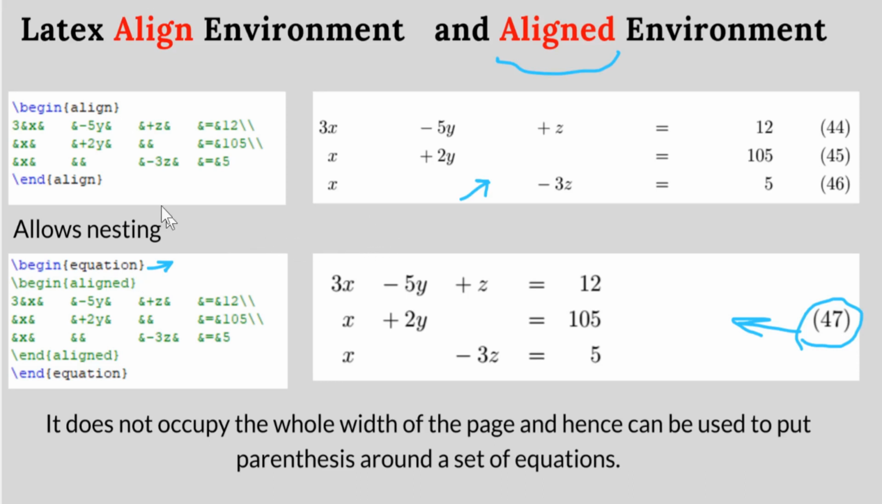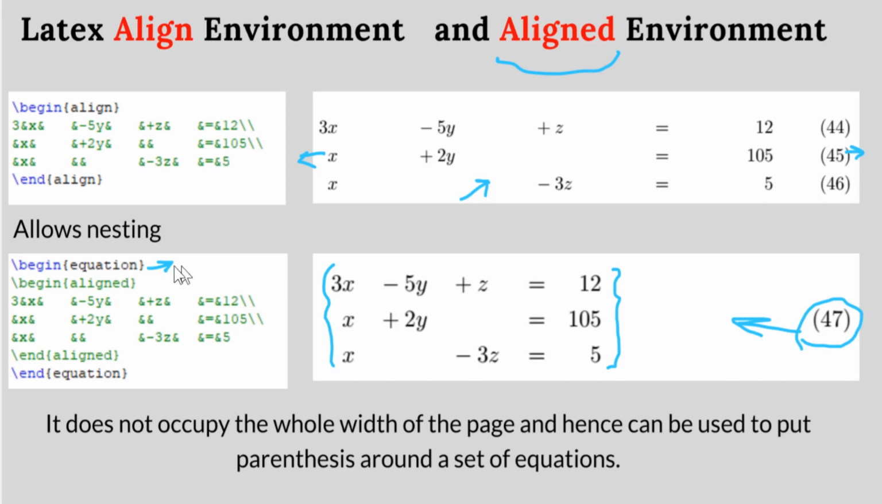Another difference is that when the align environment is used independently, it covers all the width of the page. But when we use this aligned environment, the whole width of the paper is not covered. And the benefit is that we can put something else here. Let's say I want to put some curly brackets around these equations. I cannot do that in the align environment because there is no space. Technically, there is no space available in this area.